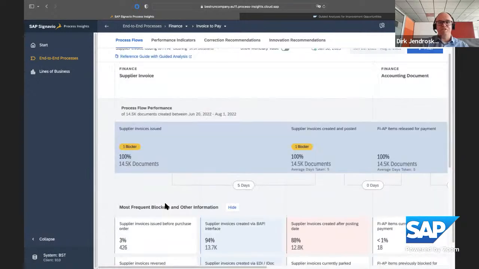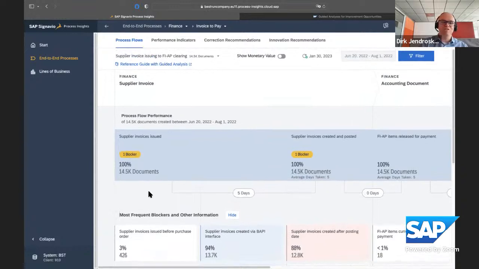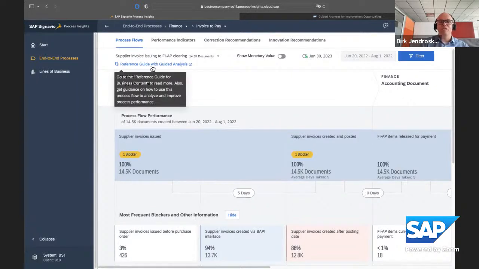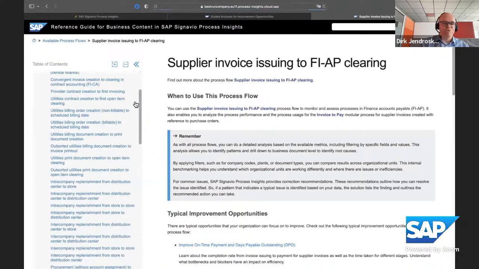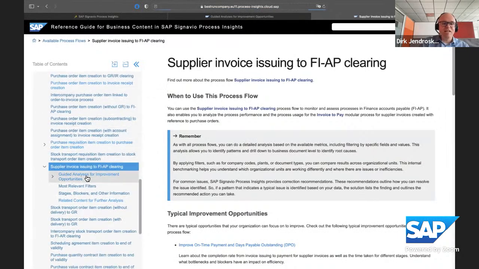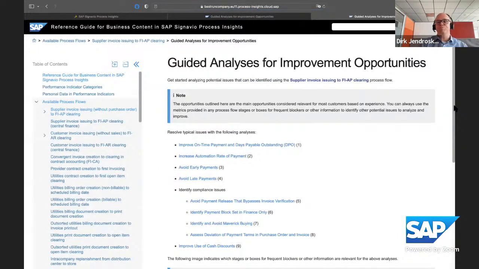Now, in the current situation, Timo is not interested in the automation of the process, and it's a finance process. He's from procurement, so it's not his main interest. And he's also not really understanding a lot about this finance process. And this is why he can be very happy that what we have implemented here is not only a reference guide, but also guided analysis. So if you click on that, what you see is a document that helps everyone who wants to do improvement activities and doesn't know how to do it, how to use the indicators we have to get started.